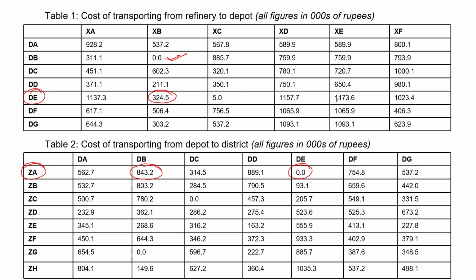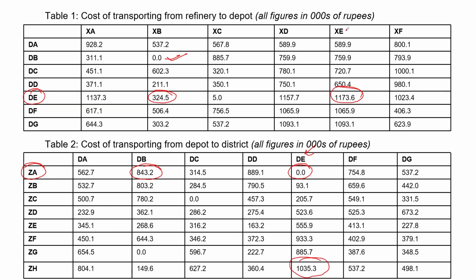So if you look at this table, I can see that the maximum value is, if I am not wrong, the maximum value is 1173.6. That is from transportation from XE to DE. Now I have to look for the column of DE. Now your petrol has reached DE. Over here, the maximum value is 1035.3. So this is the maximum price from any refinery to any depot.